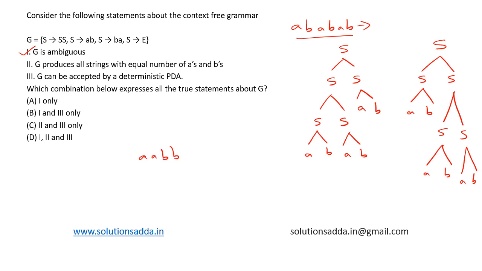So this option 2, G produces all strings with equal number of A's and B's, is not correct because AA, BB cannot be accepted or generated by this grammar. So this option is false.